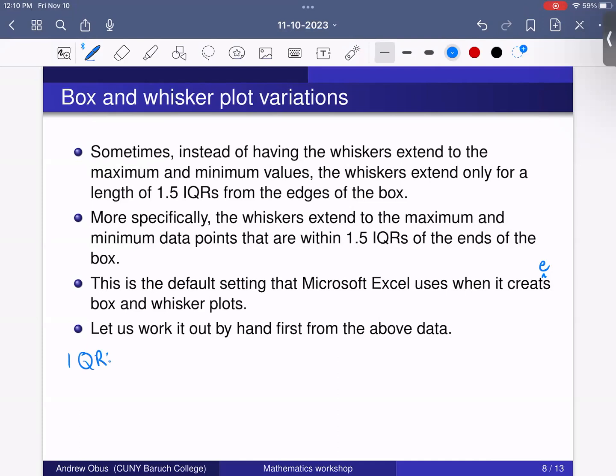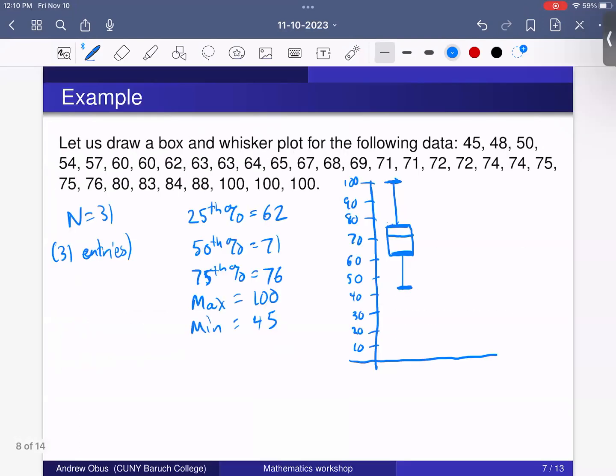Yeah, Manuel? I'm asking concerning the 25% of 62, 50% of 71, and 75% of 76. How do you arrive at that, sir? Oh, it's not percent of. This is percentiles. So this means the 25th percentile of the data is 62. And the 50th percentile of the data is 71, and the 75th percentile of the data is 76. Okay, so we did these calculations last week. Okay. Thank you. No worries.